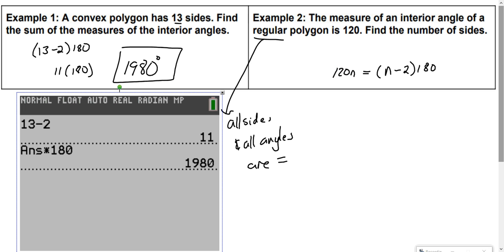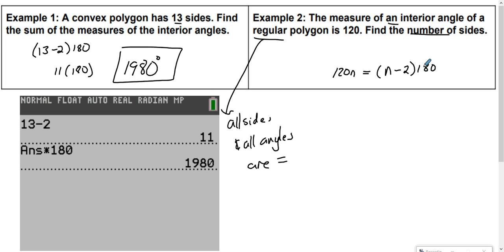Now if you go, Mr. Harmless, that didn't make any sense at all, that's okay. All you have to do every single time is this: n minus 2 times 180. If you get a question like this, the measure of an interior angle of a regular polygon, just one, is 120, and it says find the number of sides, you're going to take that degree measurement times n equals n minus 2 times 180. Now you're going to do your favorite thing, algebra, right?